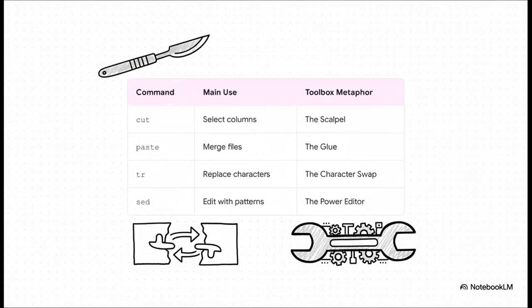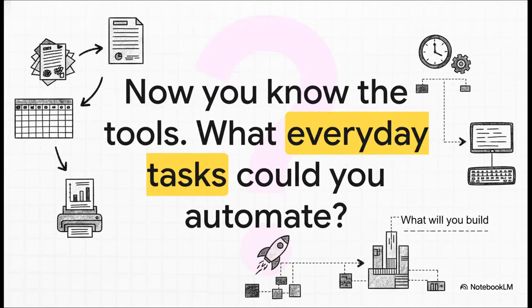So let's do a quick review of our new toolbox. We've got cut, our scalpel for precision work. We have paste, which is the glue for combining files. tr is our simple character swap. And sed is our heavy-duty power editor for complex pattern-based changes. You know, getting a handle on these commands is a huge step in your Linux journey. They turn these tedious manual tasks like cleaning up data or generating a quick report into simple, automated one-line commands. So, the real question is, what are you going to build with them?